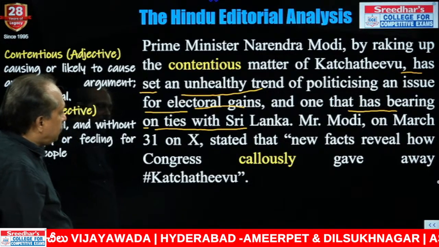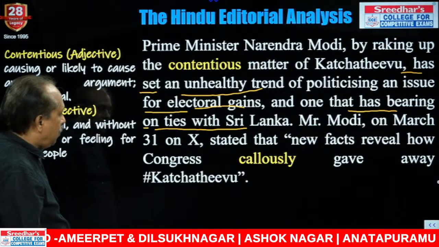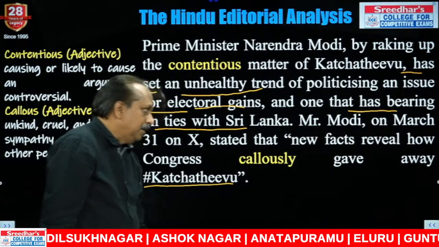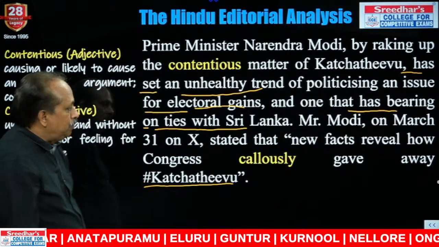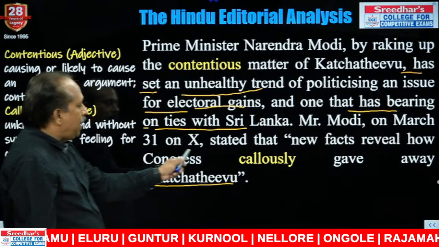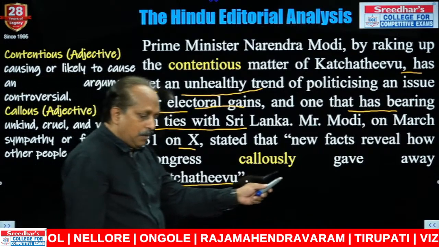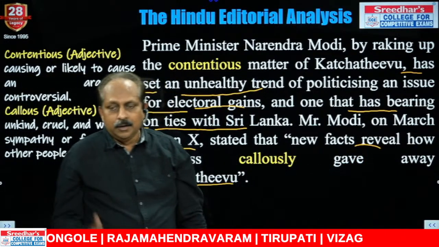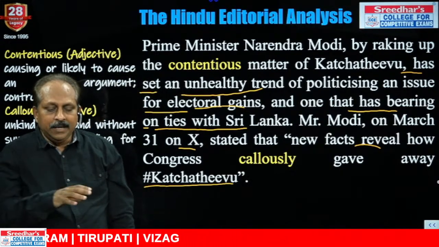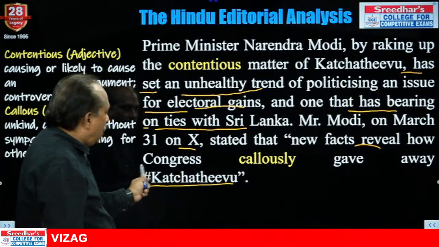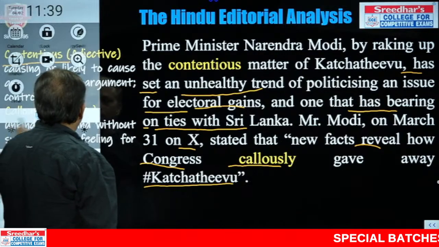Mr. Modi on March 31st on X stated that new facts reveal how Congress carelessly gave away Kachativu. Here, it talks about what the Prime Minister stated on a particular day. It was March 31st, on the X platform, stated that new facts reveal. We have got this word many a time. Reveal means what? Disclose, divulge, reveal, make public, unveil. They all mean the same. Make something public. Reveal how Congress carelessly gave away Kachativu. There are two words over here.